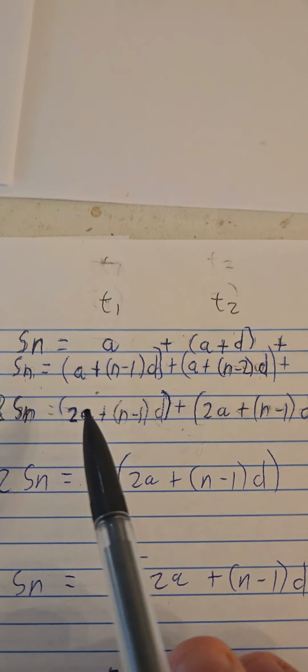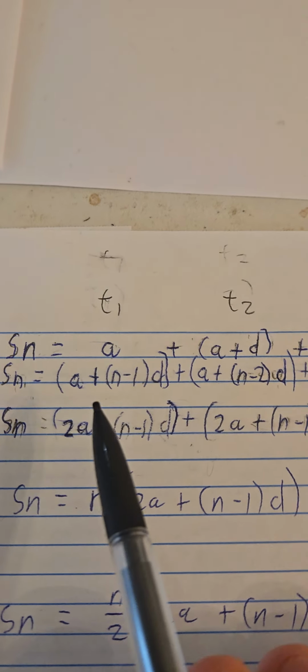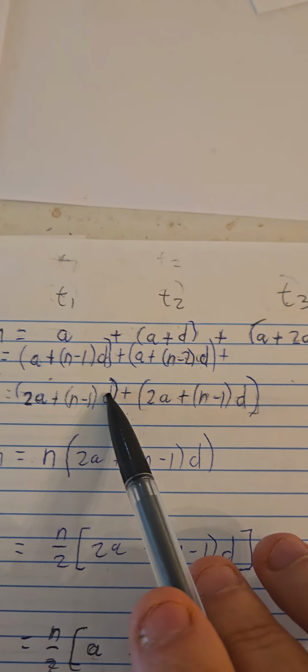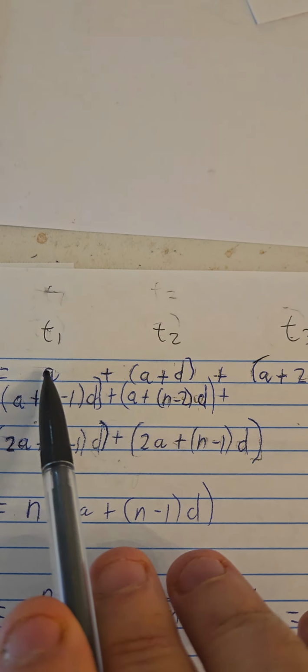So here I have lots of 2a plus n minus 1d. And what's a quicker way of saying lots of? If I had 7 lots of them, I would say 7 times this. If I've got n lots, because remember there's n terms, term 1, term 2, term 3, all the way until term n.